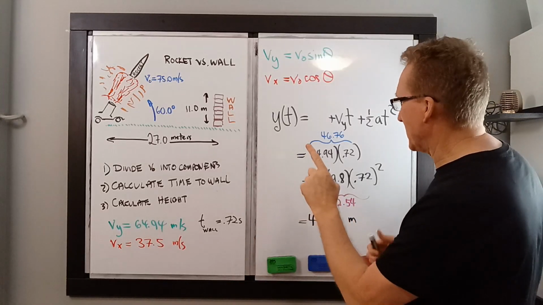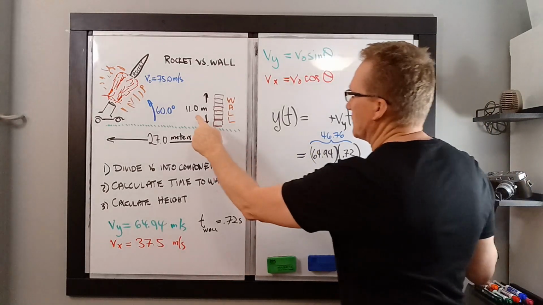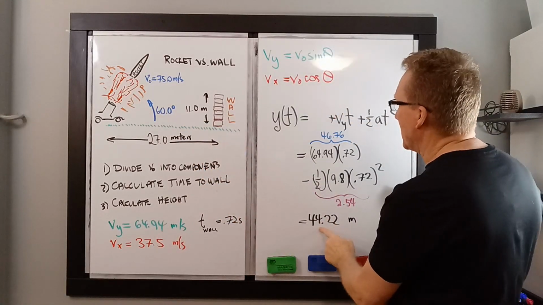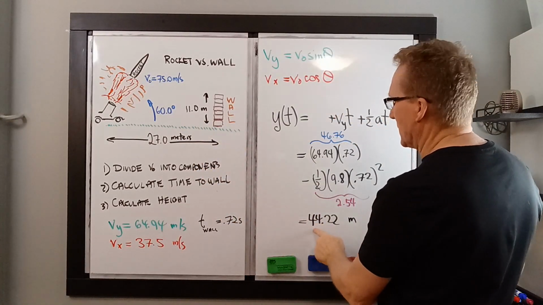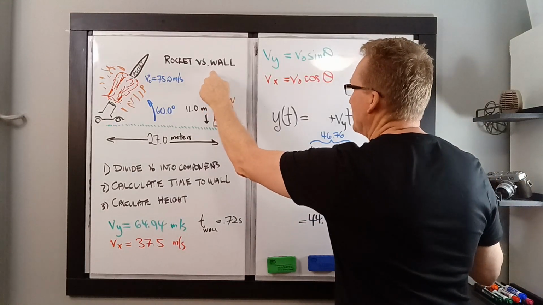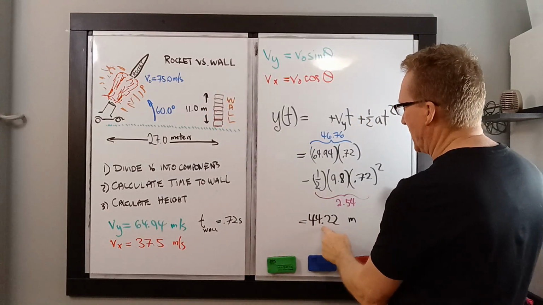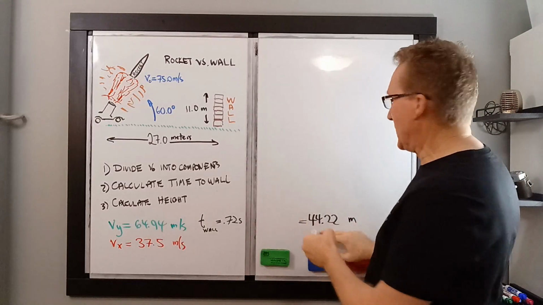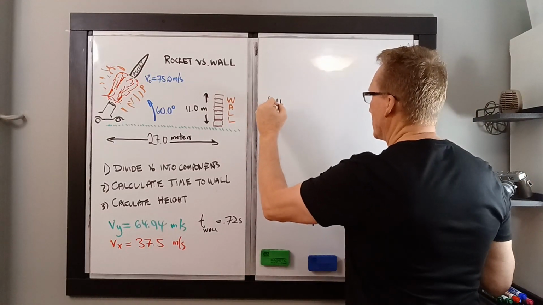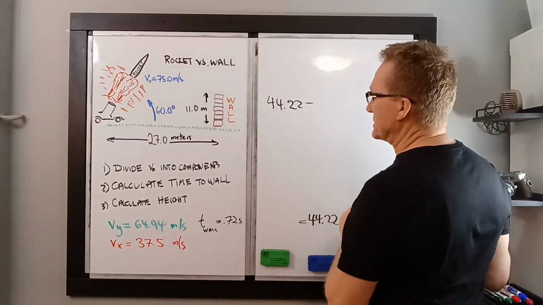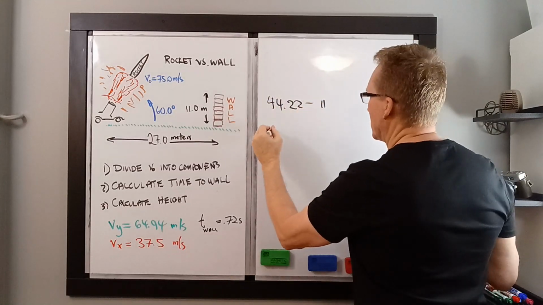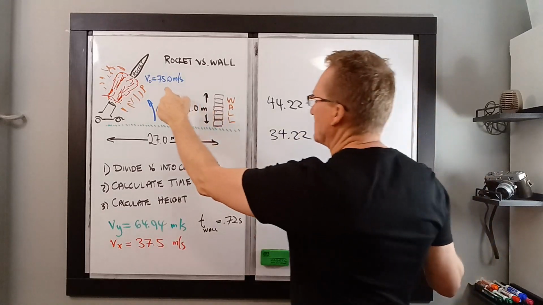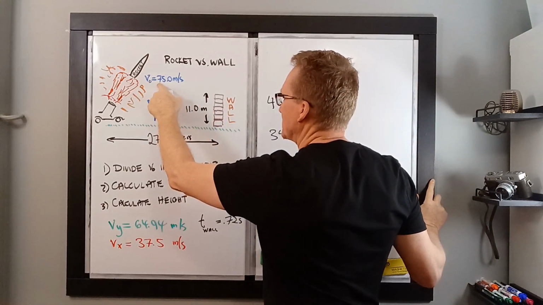We have one more thing to take care of, and that's the fact that the wall is actually 11 meters high. So since the wall is 11 meters high, we're going to have to take this calculation and, because we want the height above the wall, reduce this by 11 meters. I'll erase some of this and write the answers up here. So here we have the height that it went to, 44.22. And we want to subtract 11 from that. We're going to get 34.22 meters.